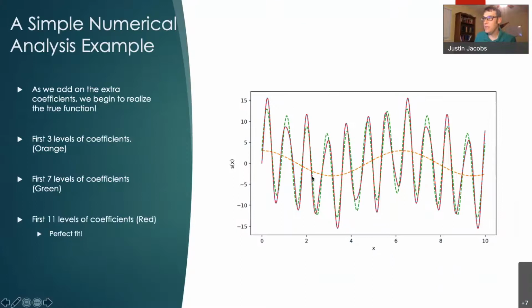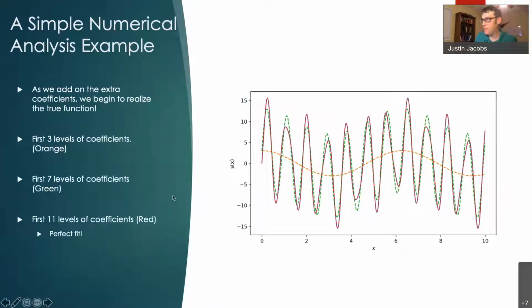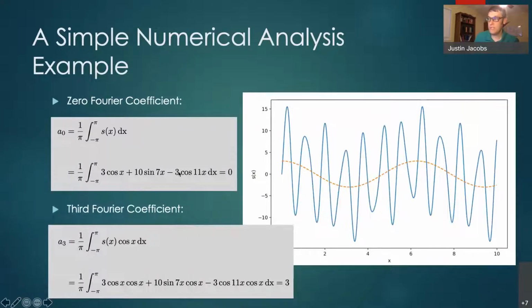But if I go and do the other levels of these coefficients, I know, because I set this function up the way it is, that the first Fourier coefficient is going to be 3. I know that the 7th Fourier coefficient under sine is going to be 10. And I know the 11th fundamental frequency is going to be -3. And you can go and verify that at home.